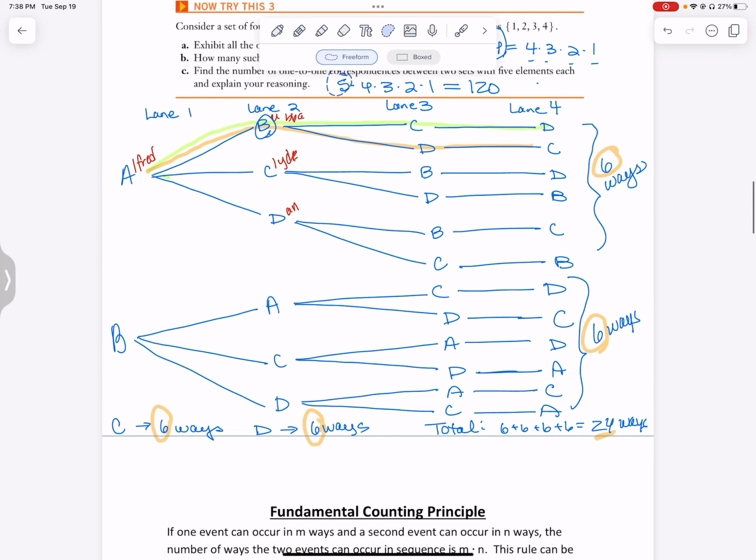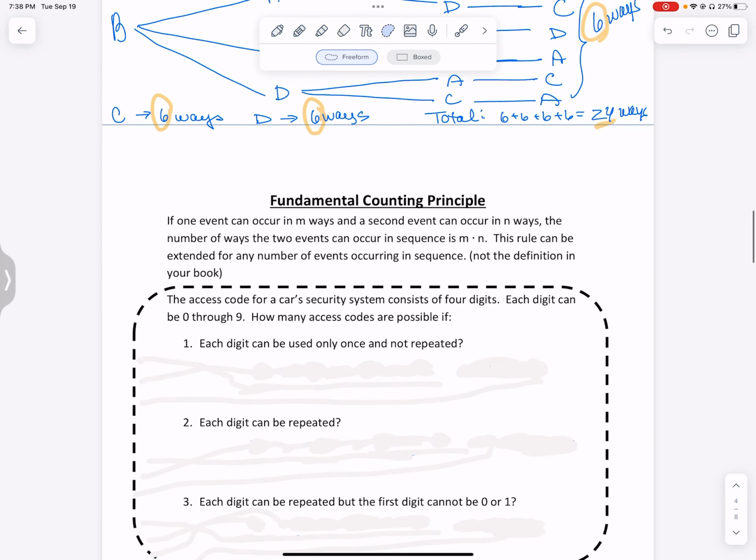Okay, so this is actually called the fundamental counting principle. If one event can occur in M ways and a second can occur in N ways, the number of ways the 2 events can occur in sequence is M times N.